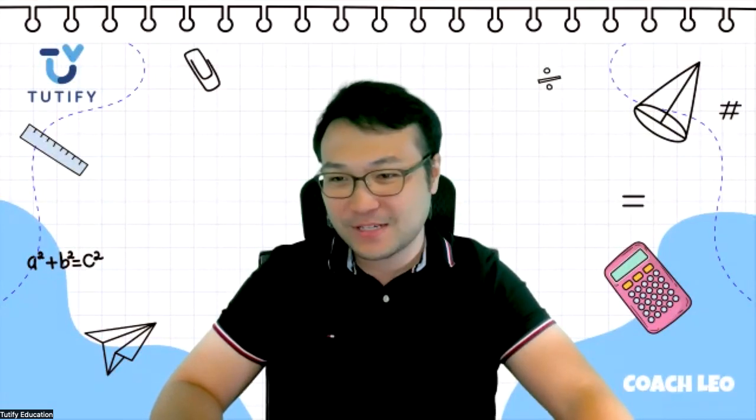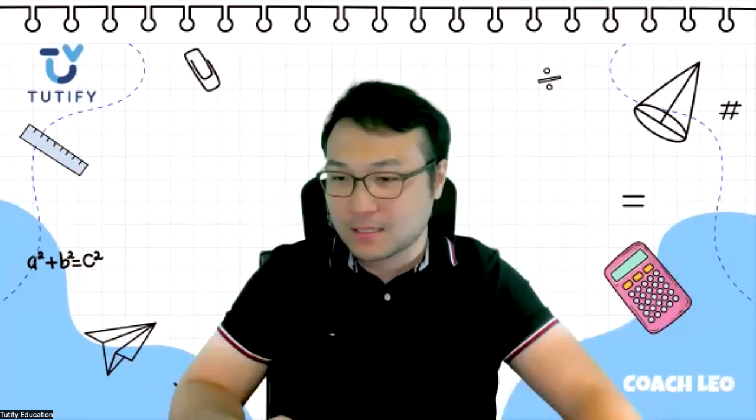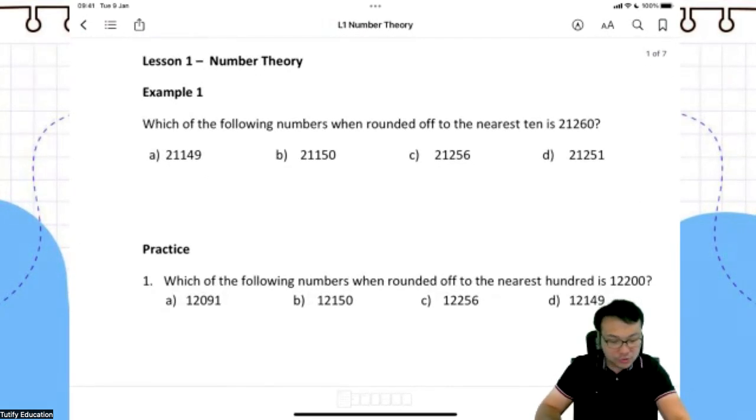So what is number theory? Number theory is the study of numbers, okay? Let's take a look at some examples here. I'm sure most of you should know how to round up or round down the numbers. So what is the rule?